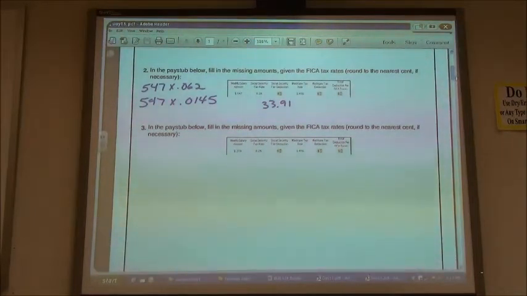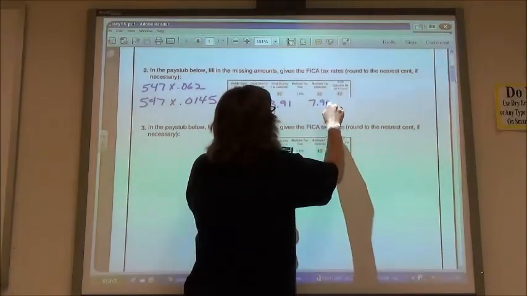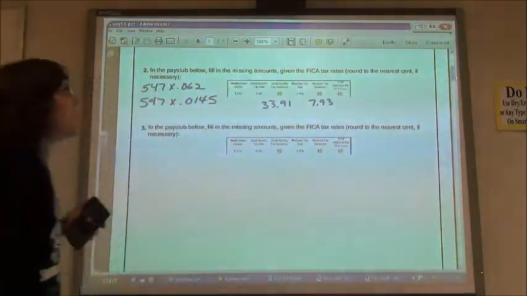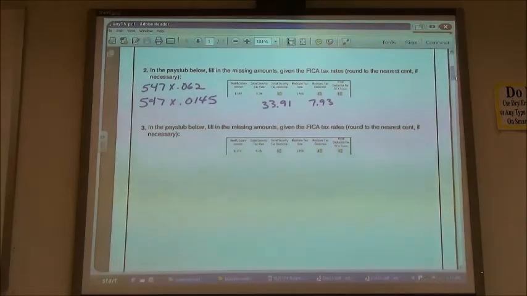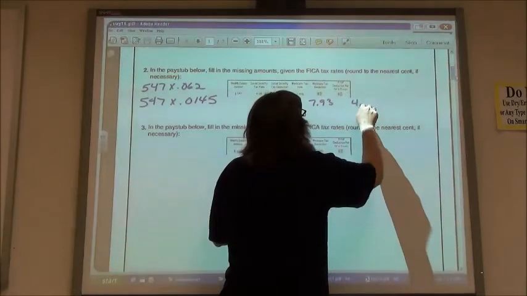And then I'm going to take 547 times 0.0145. I get $7.93. Again, I have to round that off. The 3 is followed by a 1, so I leave it at $7.93. My total deductions then, 33.91 plus 7.93, $41.84.